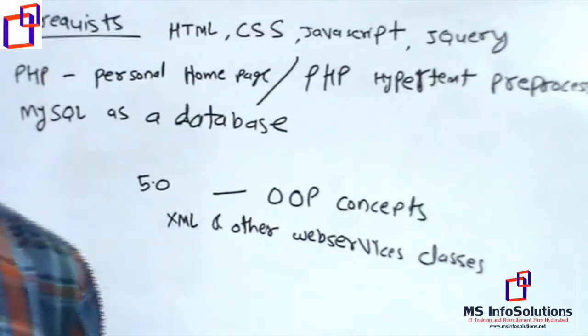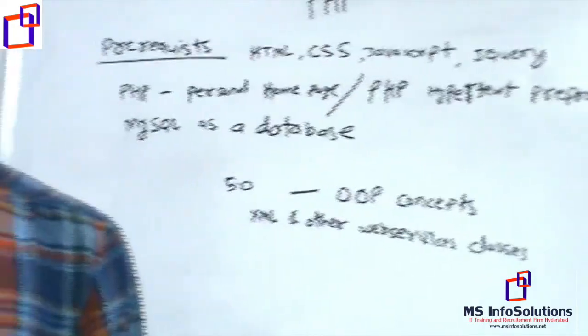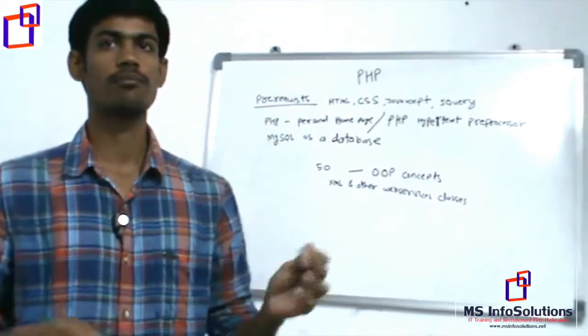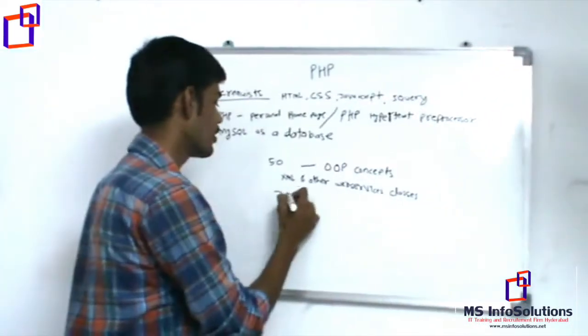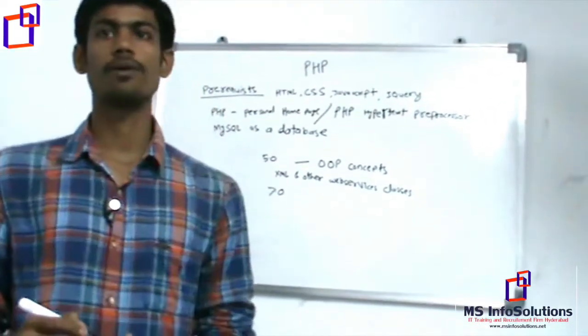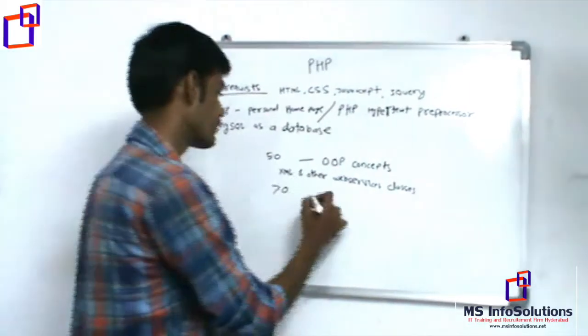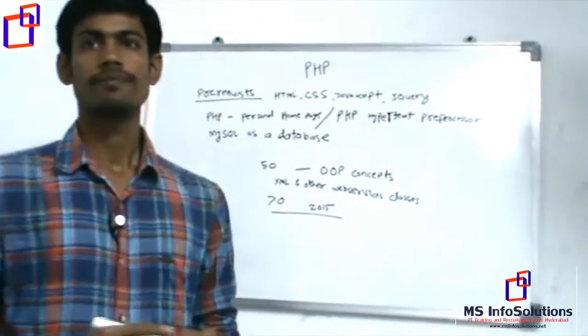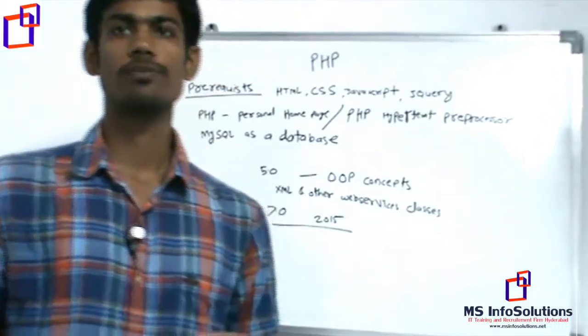So this is up to 5.0. After the 5.0, instead of implementing the version 6.0, they implemented the version 7.0, which came on the 5th of December 2015. So this is about the versions of PHP.